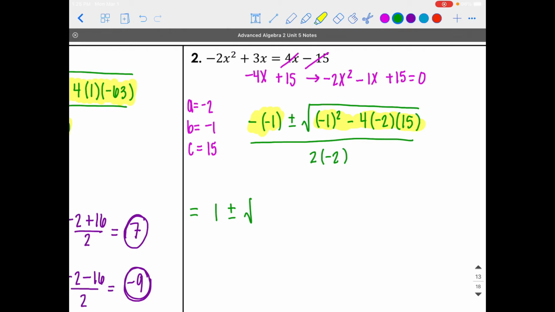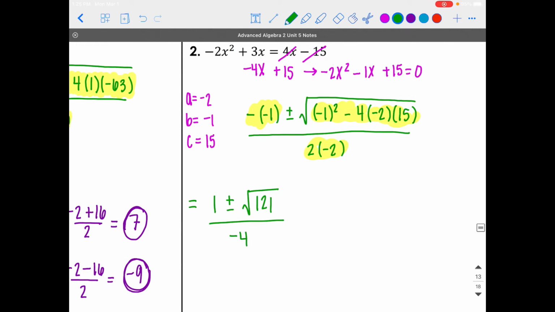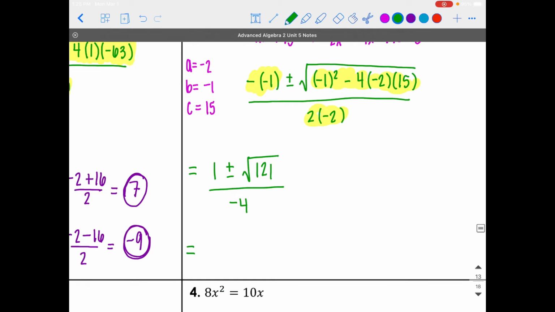-1 squared. Make sure the -1 is in parentheses. Minus 4 times -2 times 15. And we get 121. All over. So I typed that in. And then 2 times -2 is -4. Got lucky again. We had 1 plus or minus 11. The square root of 121 is 11 over -4.